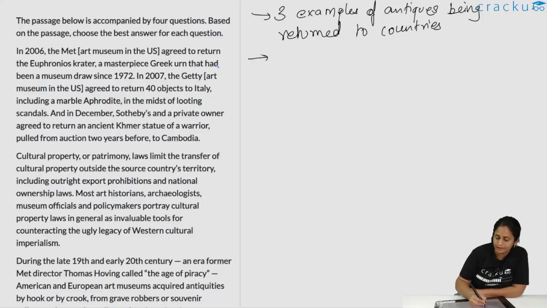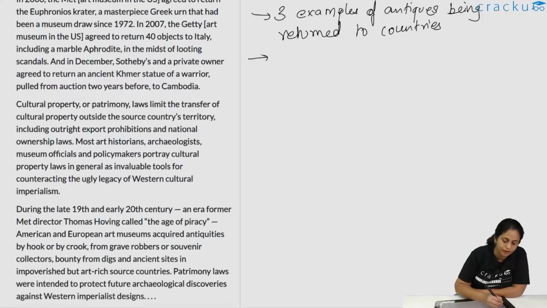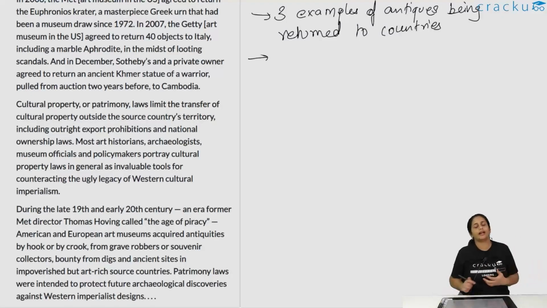These are all just examples of the same type of return, where a particular antique, instead of being displayed in a museum, is being returned to the home country as such. So let's take a look at the next paragraph.